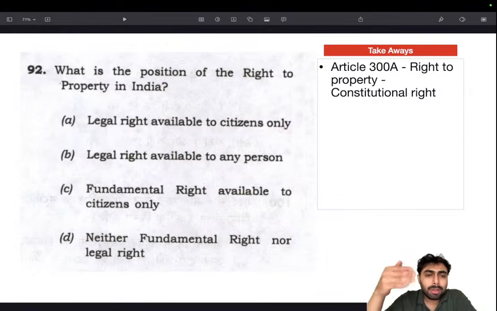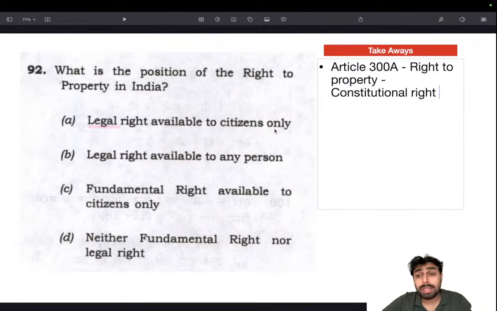So if you come across an option where they have mentioned legal right and constitutional right, the question is, what's the position of right to property? And we have got two options, constitutional right and legal right. Go for constitutional right, because it has got a constitutional mentioning and it has got a higher standing when compared to a normal legal right. So Article 300A, constitutional right, that's the thing. But here constitutional right is not given. So we have to choose between the legal right. Which form of legal right is there? Legal right available to citizen only.